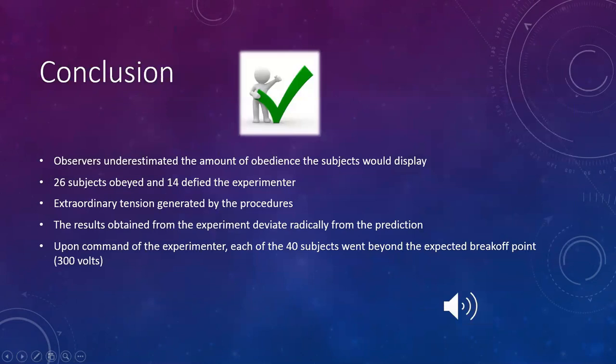Let's move on to the conclusion. Observers underestimated the amount of obedience the subjects would display, which demonstrates the sheer strength of obedient tendencies. 26 subjects obeyed and 14 defied the experimenter. It is clear from the remarks and outward behavior of many participants that in punishing the victim, they are often acting against their own values.